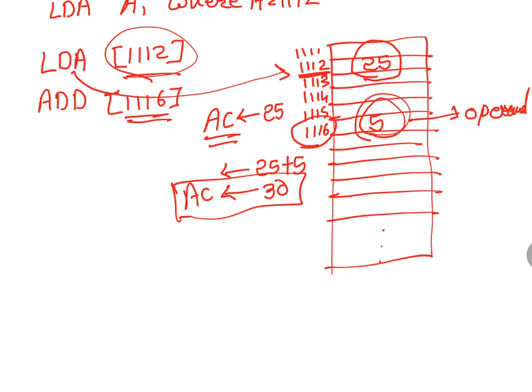So this is a very basic thing, the direct addressing mode. It's a single step access. We can say that the address is directly available, and that address itself is the effective address. So from that address I am able to fetch the data.